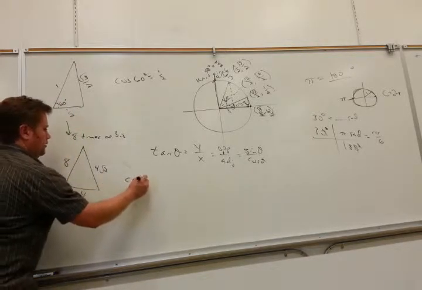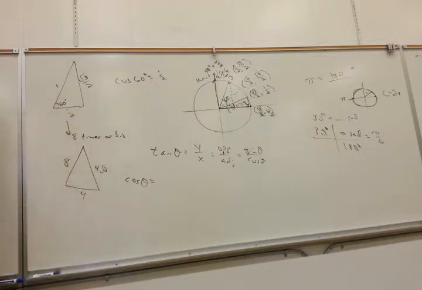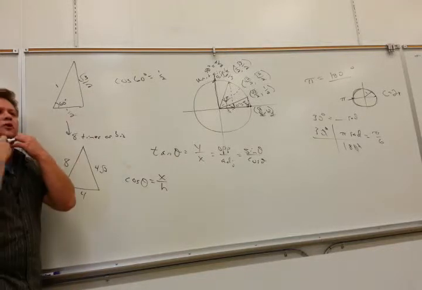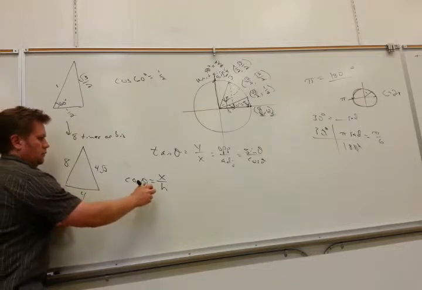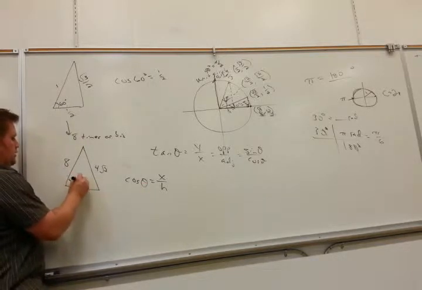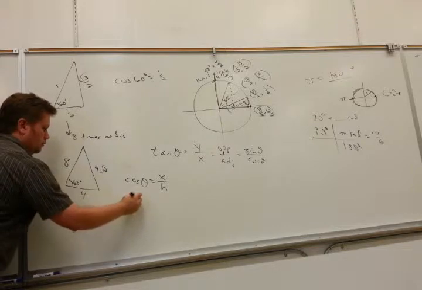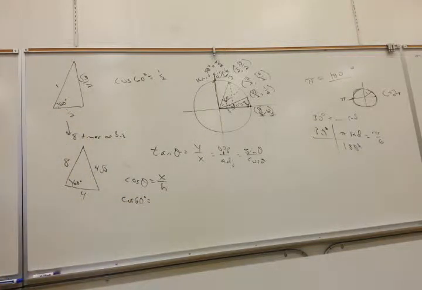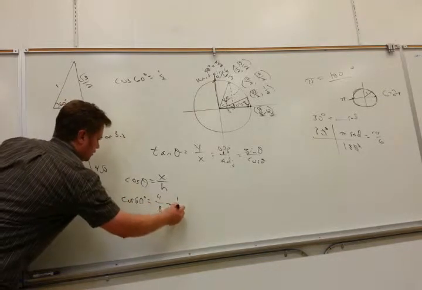So remind me, cosine in general is what over what? What's the definition? Cosine likes x, so it's x over h. What is h? Hypotenuse. One word that shows up when people talk about math in general is hypotenuse, because it sounds big. So what would the cosine of 60 be related to this triangle? What's the x side? 4. What's the hypotenuse? 8, which of course reduces to 1/2.